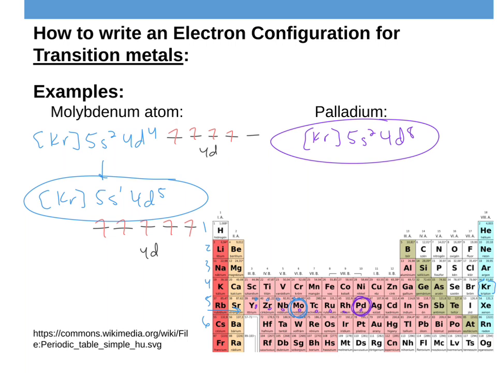So practice those, and then in the next video we're going to talk about ions. What happens when you start taking away and adding electrons, both to transition metals and to the more representative elements. So study up, watch the next video. Good luck.